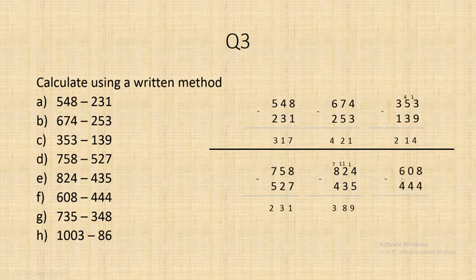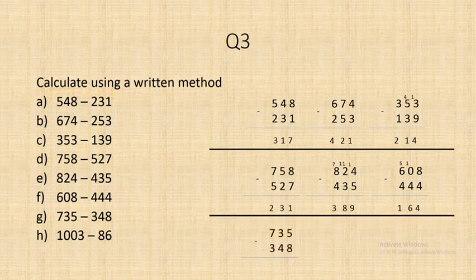Okay, 608 minus 444. 8 minus 4 equals 4. And 0 minus 4 can't be. So I will borrow from the 6. So it's going to be 5. And this 0 is going to be 10. So 10 minus 4 equals 6. And 5 minus 4 equals 1.